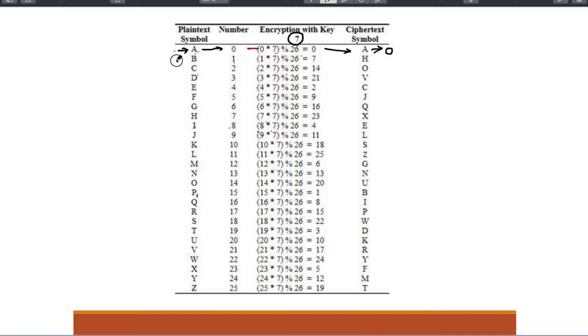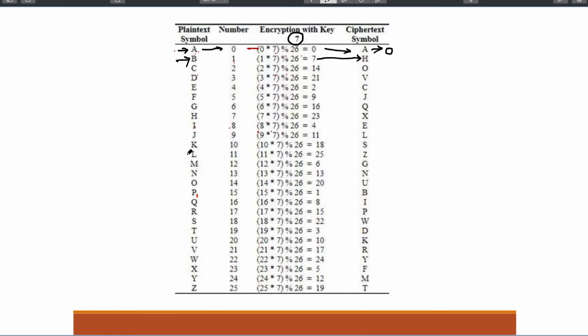Now for the next alphabet B, the number corresponding to the letter B is 1. So 1 times 7, where 7 is the key, gives 7. 7 mod 26 gives a remainder of 7 itself. Which alphabet corresponds to the integer 7? It is H. Likewise, all the alphabets ranging from A to Z are represented here.